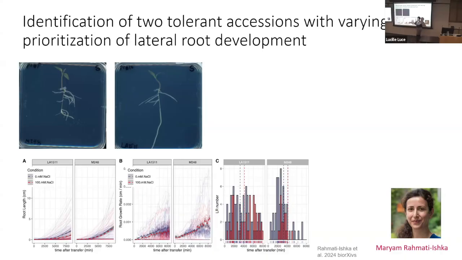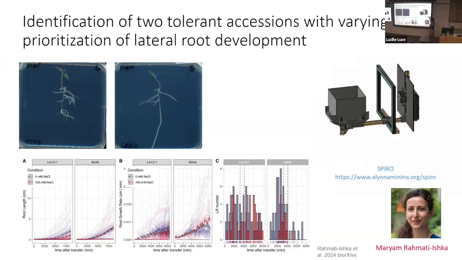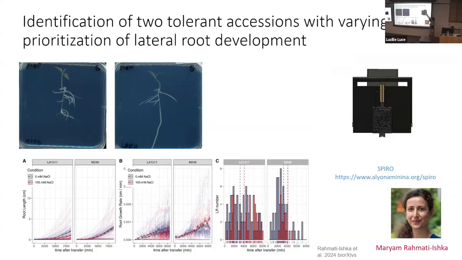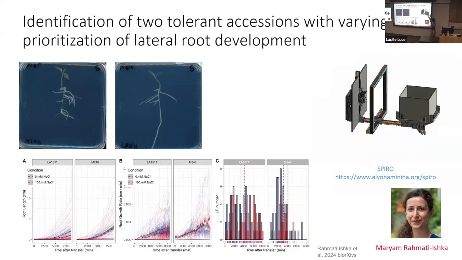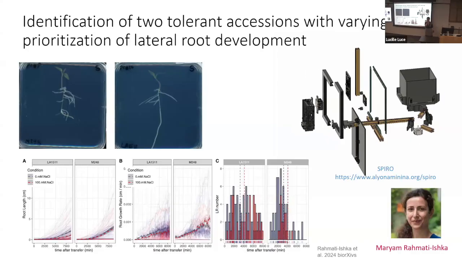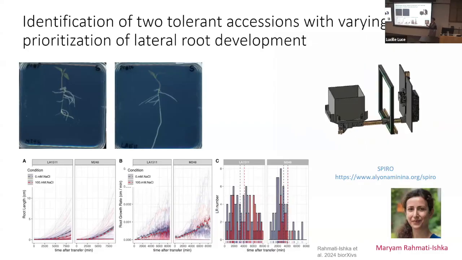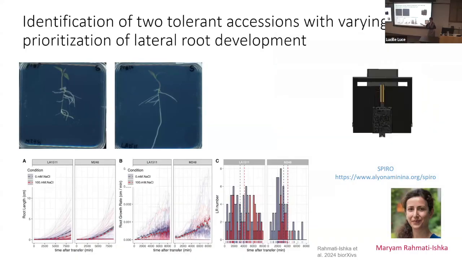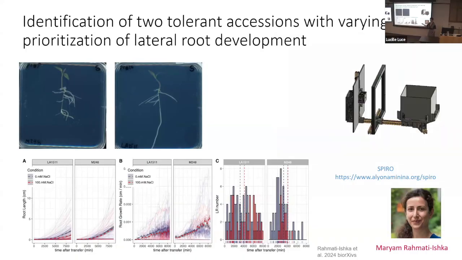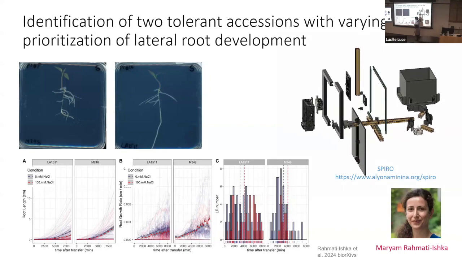So for that purpose, we grew our plants on this device that is called Spyro. It's entirely 3D printed, and it also has some aluminum profiles. So we can take pictures of the plants growing on the agar plate every hour. So Mariam or me don't have to sit in the lab and scan those plates every hour, which is, as you can imagine, quite laborious and boring. Anyway, so we collected all of those images.